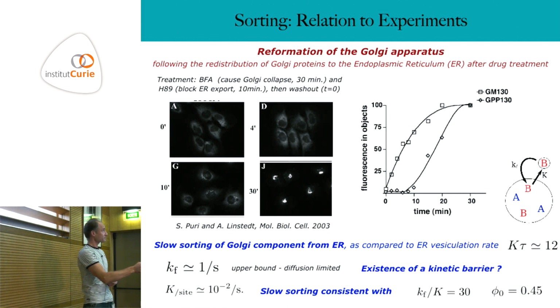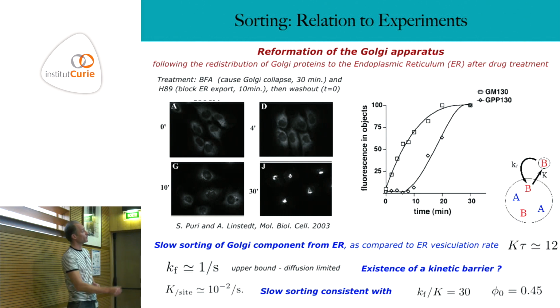And here, what I'm showing is data where, using some drug, which is BFA here, the Golgi apparatus was forced to collapse entirely into the endoplasmic reticulum. So at some time, the entire content of the Golgi apparatus collapses into the endoplasmic reticulum. And what they're looking at is how much time you need to wait for the Golgi to form again. And so basically you could say, well, what you need to do is to remove Golgi components from the ER, and this is going to be done by budding. And so the time you need to wait is the inverse budding rate.